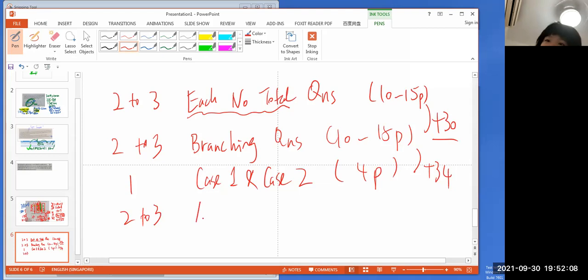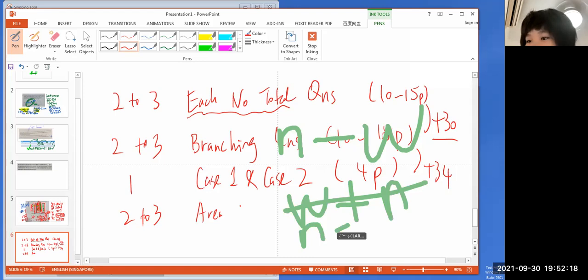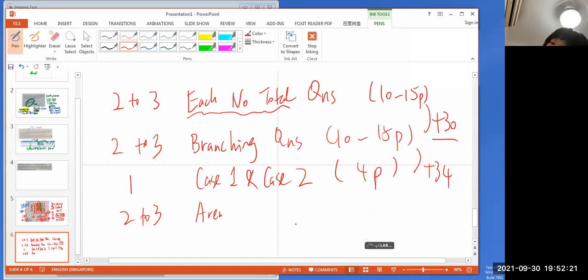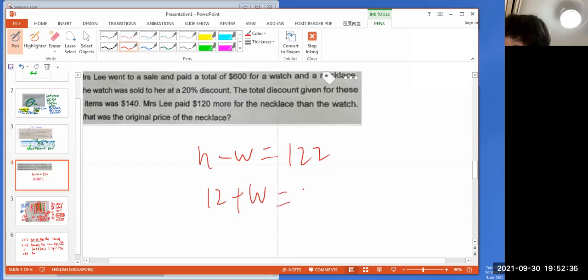Wait, I have a question. For case 1, case 2, if it's n minus w, for the other one, if it's w plus n, then it has to be rearranged to n plus w, right? Yes, you must match the order. Or let's say you have n minus w is 12, and then let's say you have 12 plus w is n. How are you going to change this?